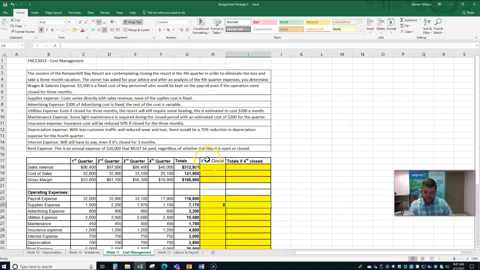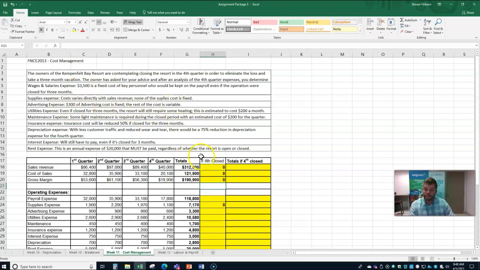So this is saying if the 4th is closed, you're going to put these numbers in here. So something like sales revenue, it's going to be 0 because we know it's closed. Our cost of sales is going to be 0 because it's tied directly to revenue. And therefore, our gross margin will be 0. Those 3 are freebies.